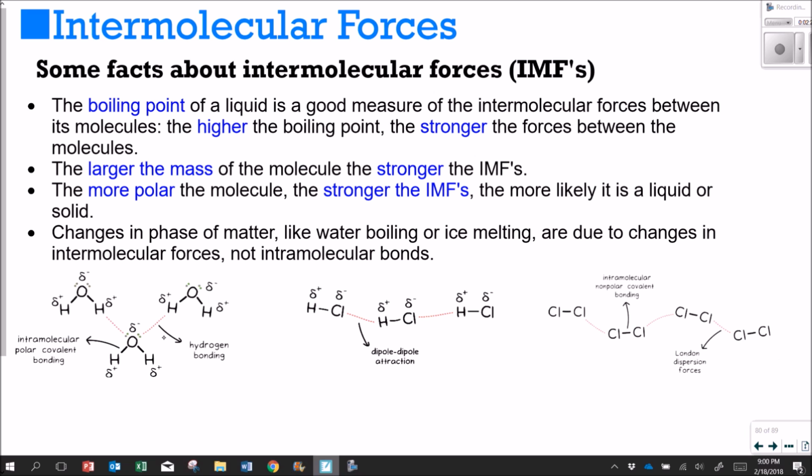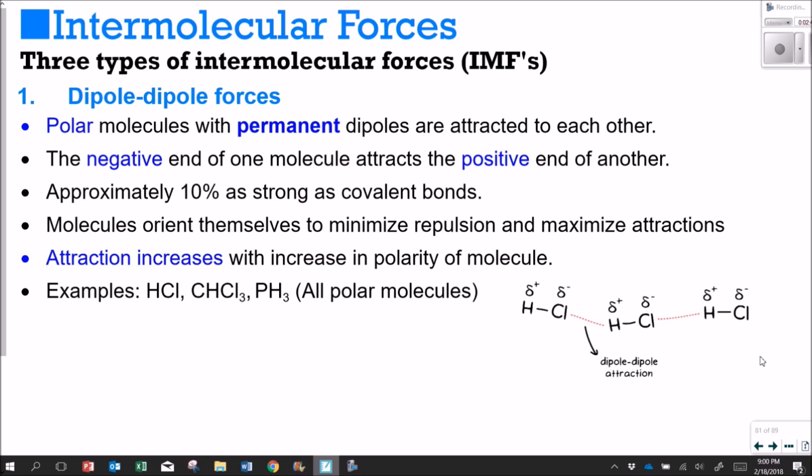Here we have a hydrogen bond between two water molecules. We have a dipole-dipole attraction between two polar HCl molecules. And we have London dispersion forces between two non-polar chlorine molecules. So let's look first at dipole-dipole forces.